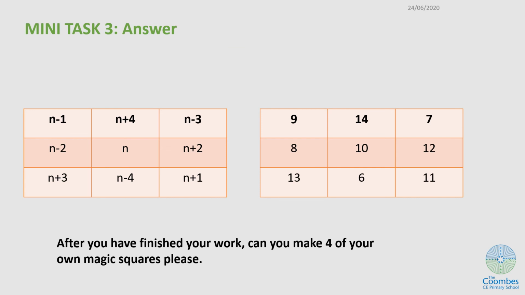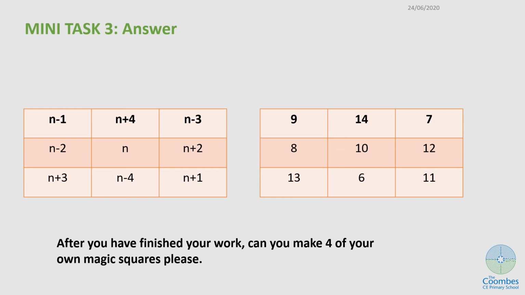How did you do? Now with this, you'll see the formula again here. Now in the first slide here, if I put n as 10, this square will be 10 minus 1, which is a 9. If I put 10 here, it's 10 plus 4, which will be 14. And if I put 10 here, it will be 10 minus 3, which is a 7. And I do the same for this other row and this other row. If you do all of that, you should have a magic square of this.